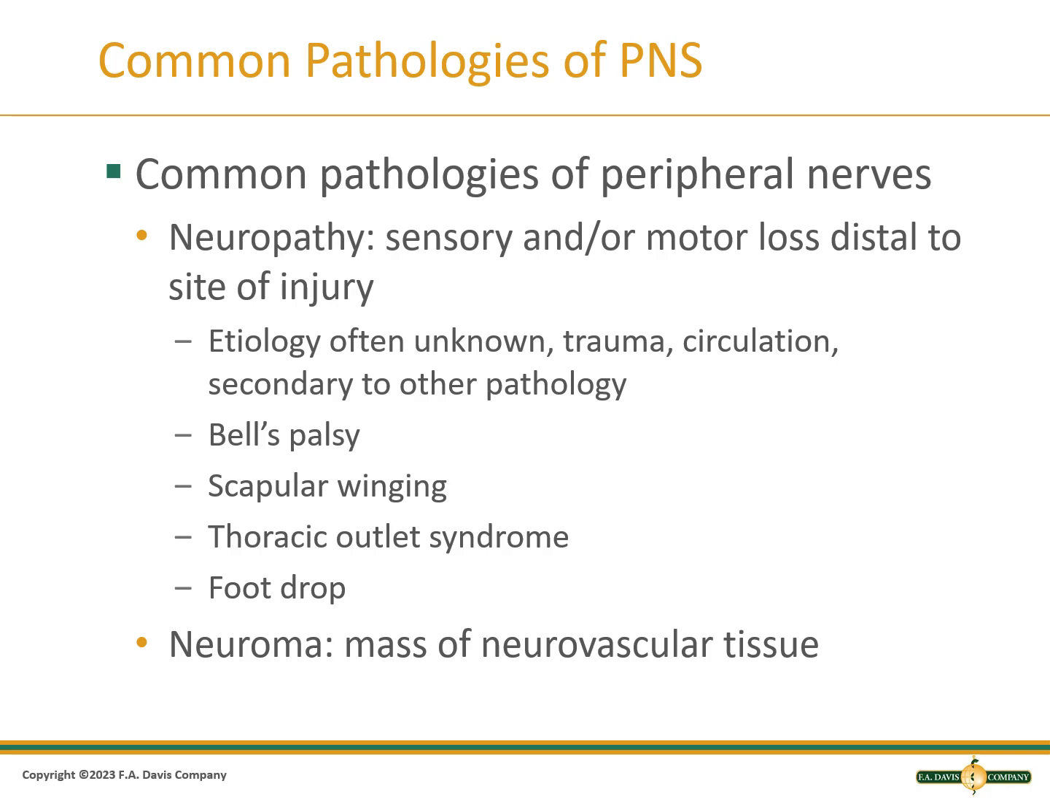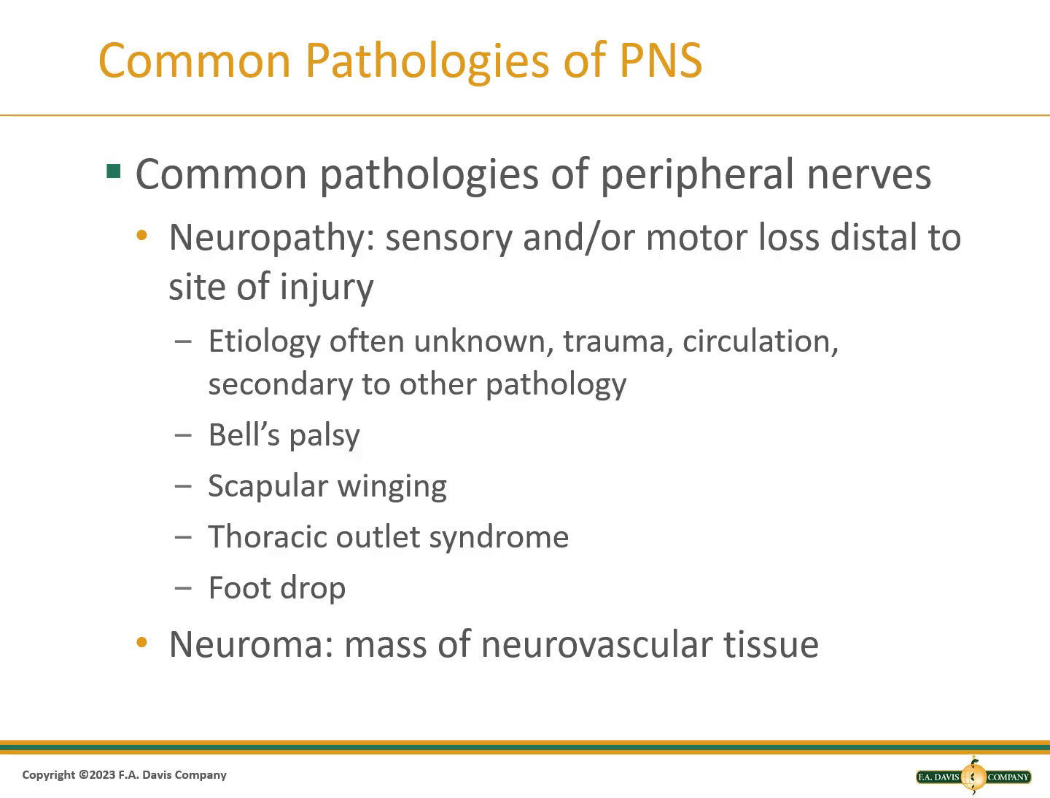And lastly, on the pathologies, these are the pathologies to the peripheral nervous system, with the most common being a neuropathy, which is a loss of nerve function, be that sensory or motor, distal to the site of injury. Neuropathies typically happen as a result of trauma, circulation issues, or secondary to other pathologies like diabetes. Bell's palsy is a neuropathy that affects the facial nerve.